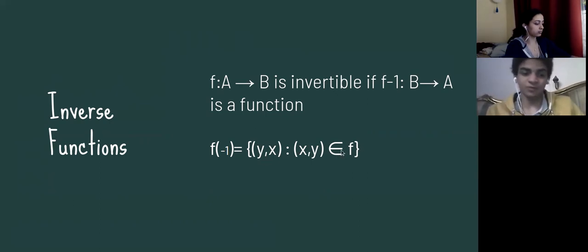Now, when dealing with functions, we use the same thing, but instead of g being an arbitrary graph, this time we're dealing with a function. So f inverse equals yx, where xy belongs to f.